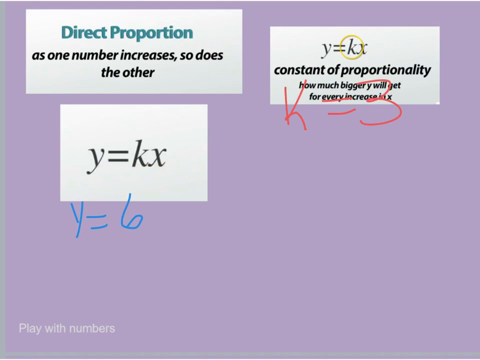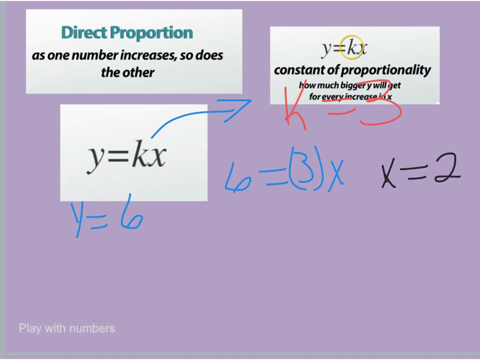And I have this y is equal to k, the constant, times x. So that means that 6 is equal to k, which is the constant, 3, and there's my x. Well, 3 times something has to be 6, so that means over here I've got x is going to be 2. X is equal to 2. So I have some numbers there. I made my constant 3. I have 6 as my y.